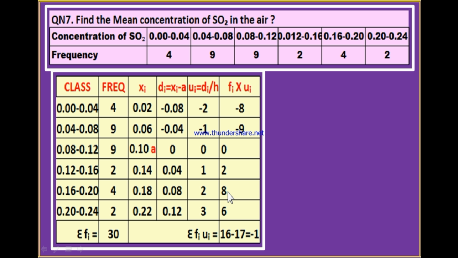2 plus 8 is 10. 10 plus 6 is 16. Minus 8 plus minus 9 is minus 17. Plus 16 minus 17 is minus 1. Sigma fi ui is minus 1.